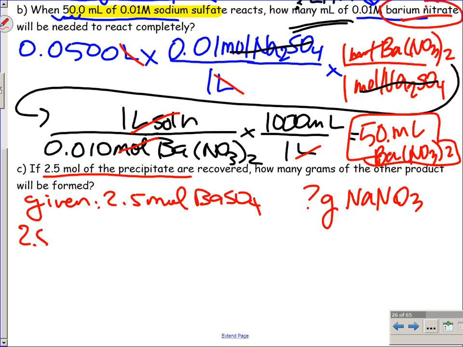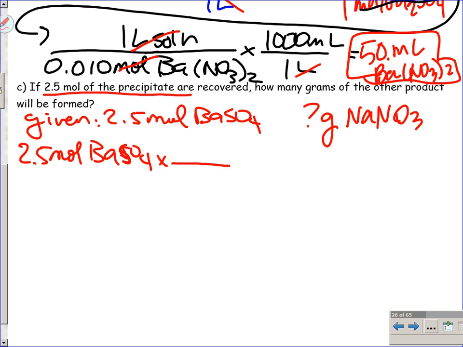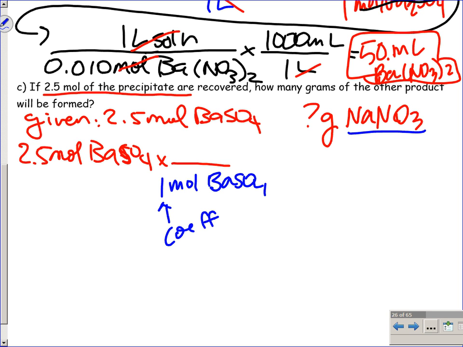So 2.5 moles is what I start with, moles of barium sulfate. You guys just told me what the next step was: mole ratio. You give me that because my balanced chemical equation is hidden. What goes on the bottom? 1. Okay, so 1 mole of barium sulfate, and that's from the coefficient of the balanced chemical equation. And this had a 2 with it, right? So 2 moles of sodium nitrate, as it was said on the balanced chemical equation.